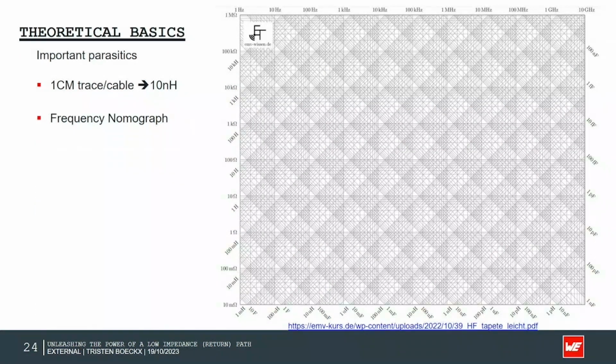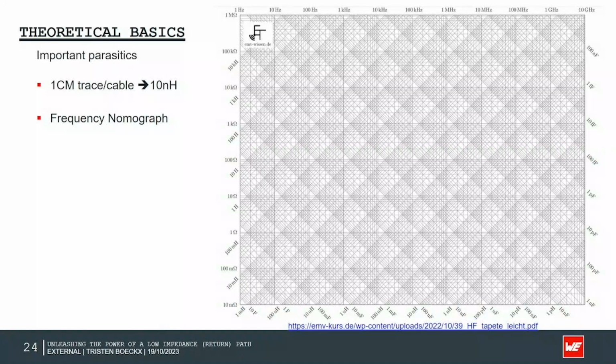To give an idea how big those parasitic impedances of the inductance are, we use a frequency nomograph. This is a graph to quickly identify the corresponding impedance value of an inductance or capacitance. The horizontal lines show the impedance, the vertical the frequency. The diagonals starting in the top left corner are the capacitance, and starting in the top right corner are the inductance. As a rule of thumb, we can say that every centimeter of trace or cable is 10 nanohenries.